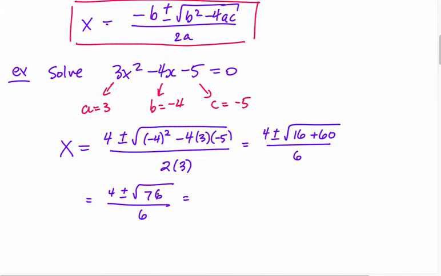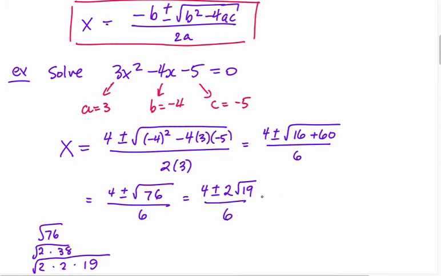This square root of 76 can break down because 76 is the same as 2 times 38, and 38 is the same as 2 times 19. So this becomes 4 plus or minus, if you think about these square roots like this, one of these 2's simplifies or escapes, and there's a leftover square root of 19, all divided by 6.